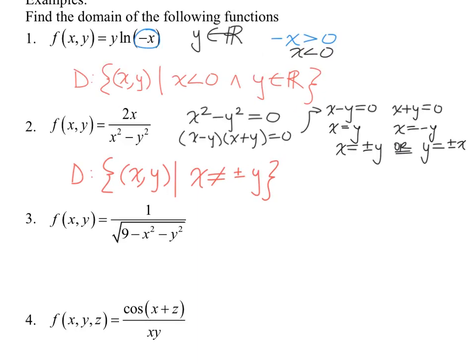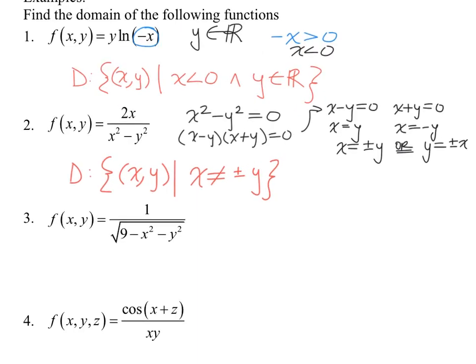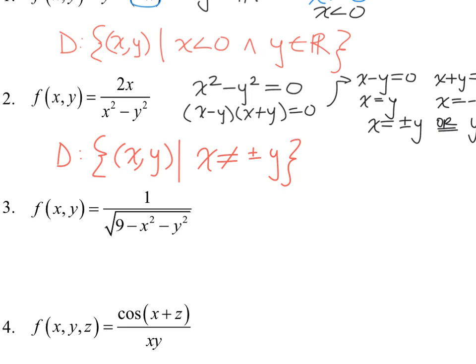In the case of number 3, you're going to do a little bit of work, but nothing too crazy, because you kind of get painted into a corner pretty quickly. 9 minus x squared minus y squared is a radical, so it's got to be positive, but it's also the denominator of a fraction, so it can't be equal to 0. So it's got to be more than 0 in order to be positive and unequal to 0.